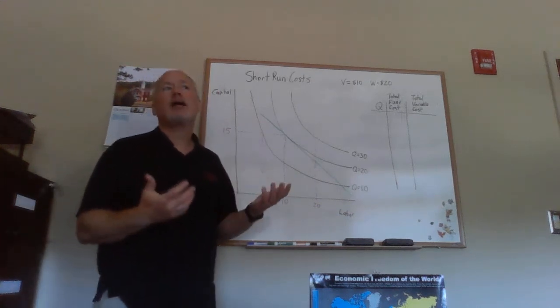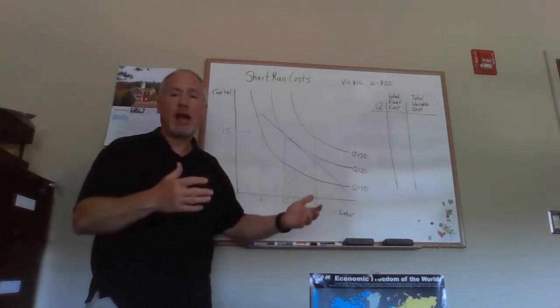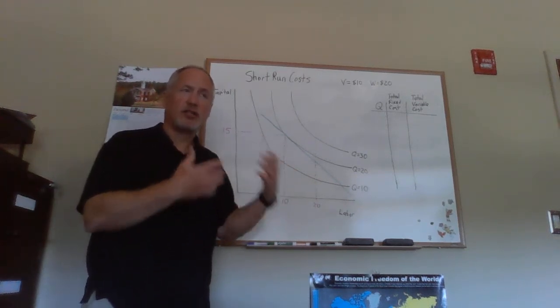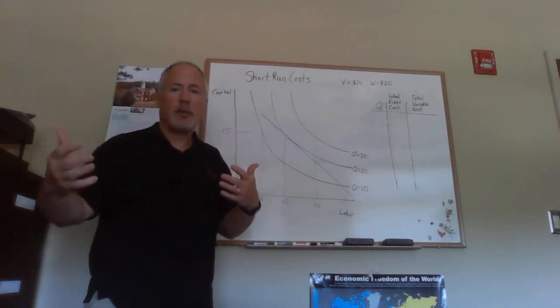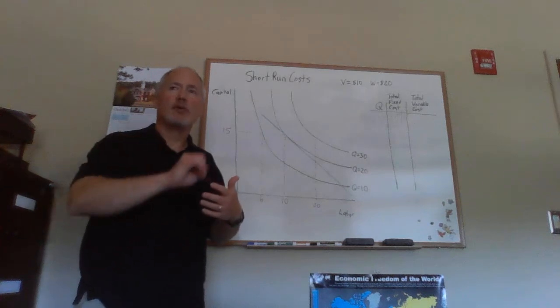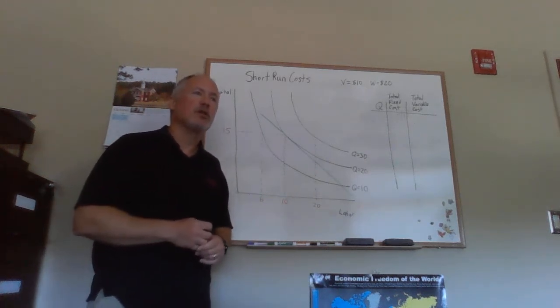So there's an economically relevant period of time, say over the next 12 months, when you may not be able to adjust the size of your factory, you may not be able to adjust capital, but you could adjust labor. How could you adjust labor to try to produce more of a good, or adjust the amount of the good that you produce in the short run?